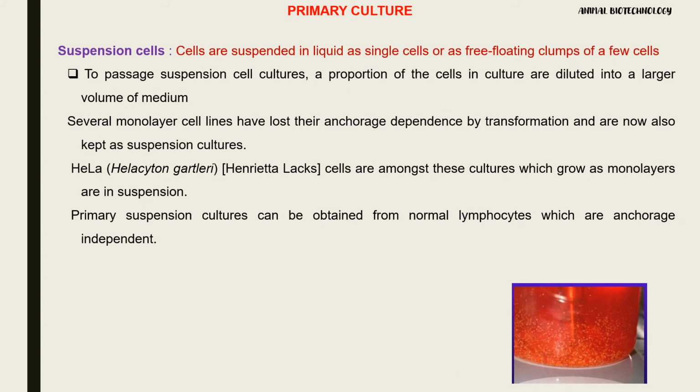Suspension cells are cells which do not adhere to each other or to the tissue cultured plate to which they are grown. They are suspended in liquid as single cells or as free-floating clumps of few cells. Many of the monolayer cell lines which have lost their anchorage become suspension cultures. Example, the HeLa cell lines. Passage of suspension cell line is easier. Only a proportion of cell in the cultures are diluted into larger volumes of medium. The primary cell culture can be obtained from lymphocytes.